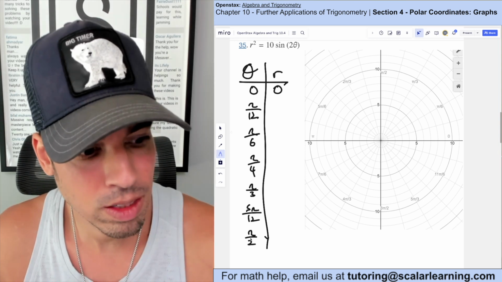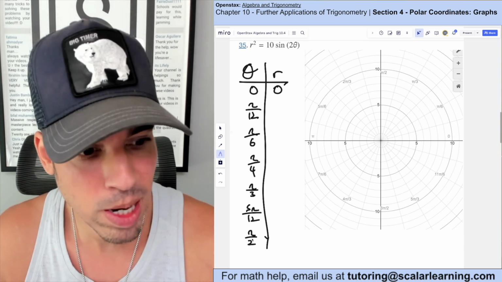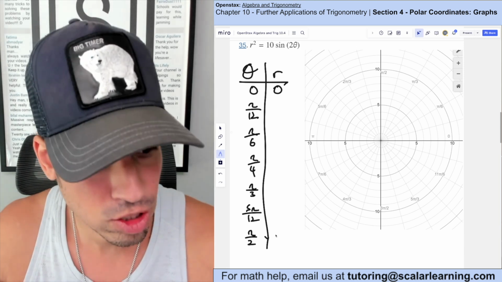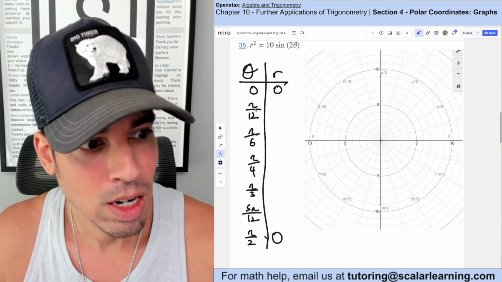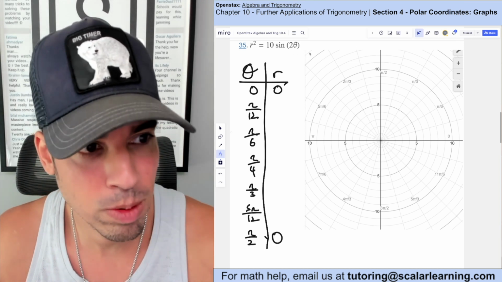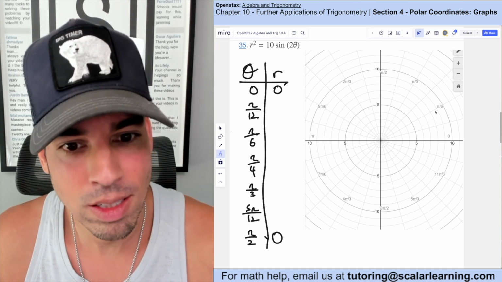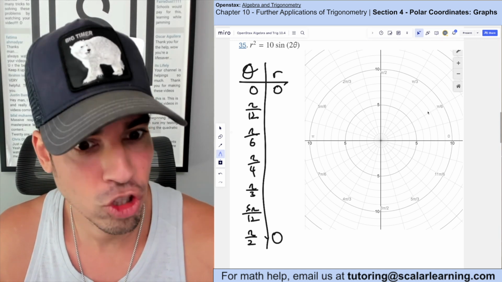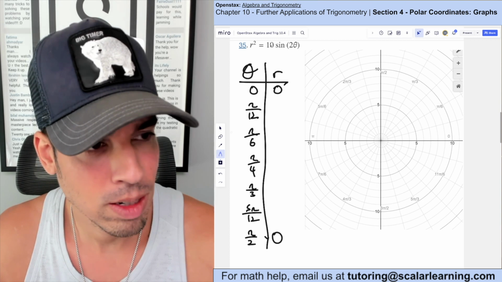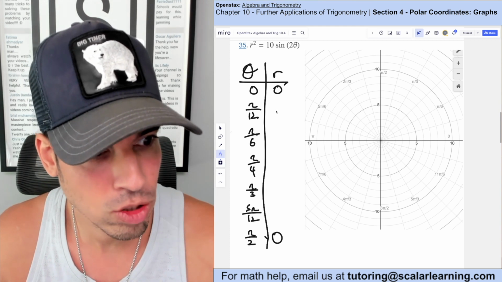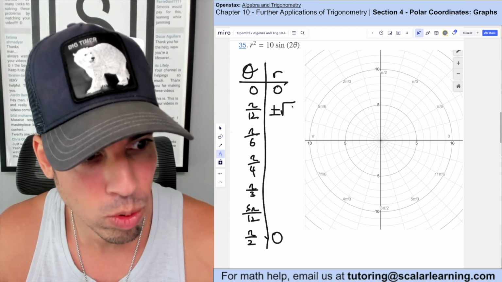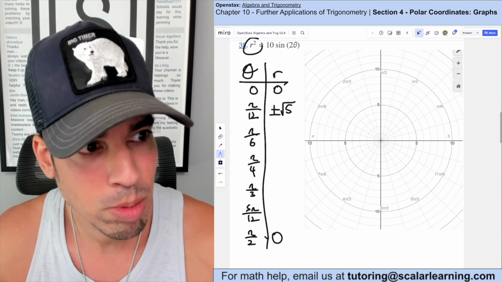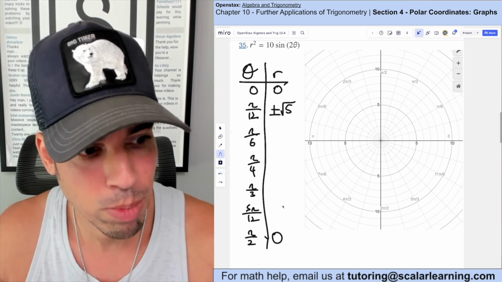And the same thing is going to be true for pi/2, right? We double pi/2 to pi. Sine of pi is 0, so we got 0 there as well. Now we take pi/12, double that, it becomes pi/6. So sine of pi/6 is actually 1/2. So 1/2 times 10 is 5, and so here we got plus or minus square root of 5. Remember, it's positive or negative because that r is squared. So we got both values.